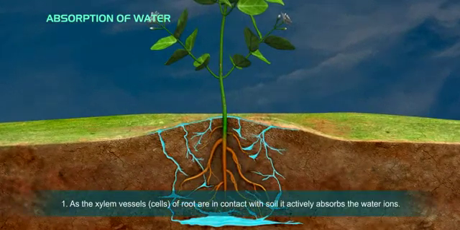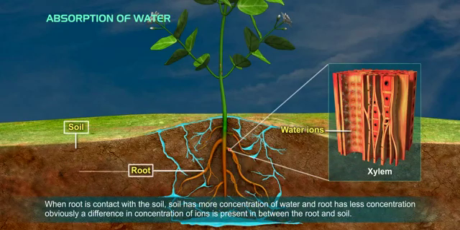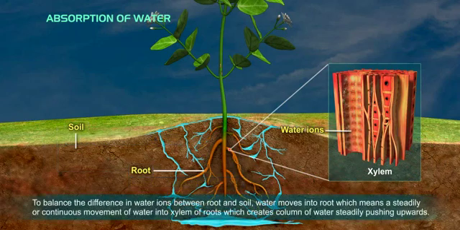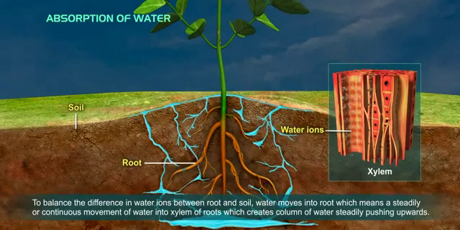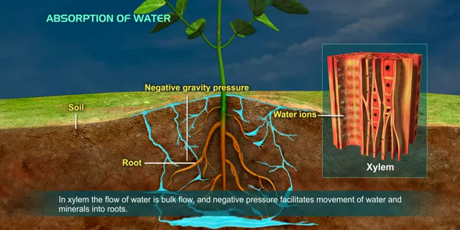Absorption of water. As the xylem vessel cells of root are in contact with soil, they actively absorb the water ions. When root is in contact with the soil, soil has more concentration of water and root has less concentration. Obviously, a difference in concentration of ions is present between the root and soil. To balance the difference in water ions between root and soil, water moves into root, which means a steady, continuous movement of water into xylem of roots, which creates a column of water steadily pushing upwards. In xylem, the flow of water is bulk flow, and negative pressure facilitates movement of water and minerals into roots.